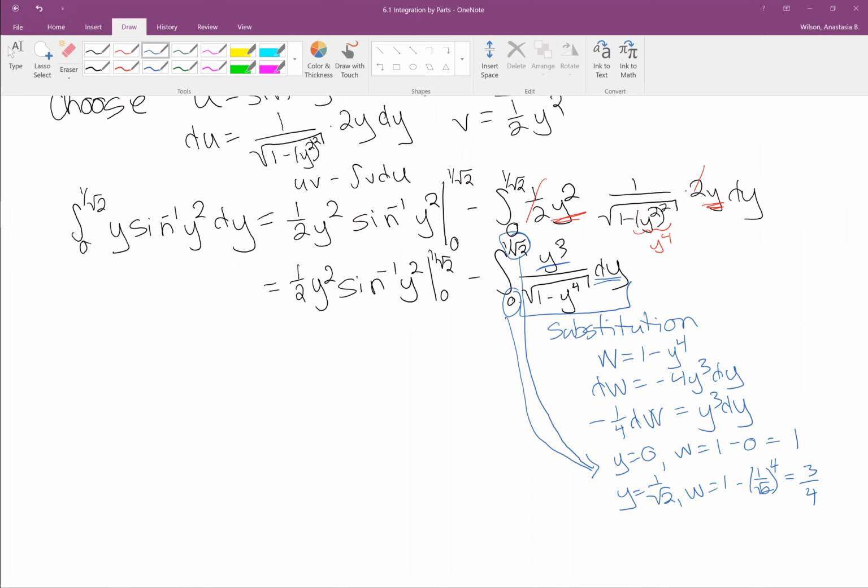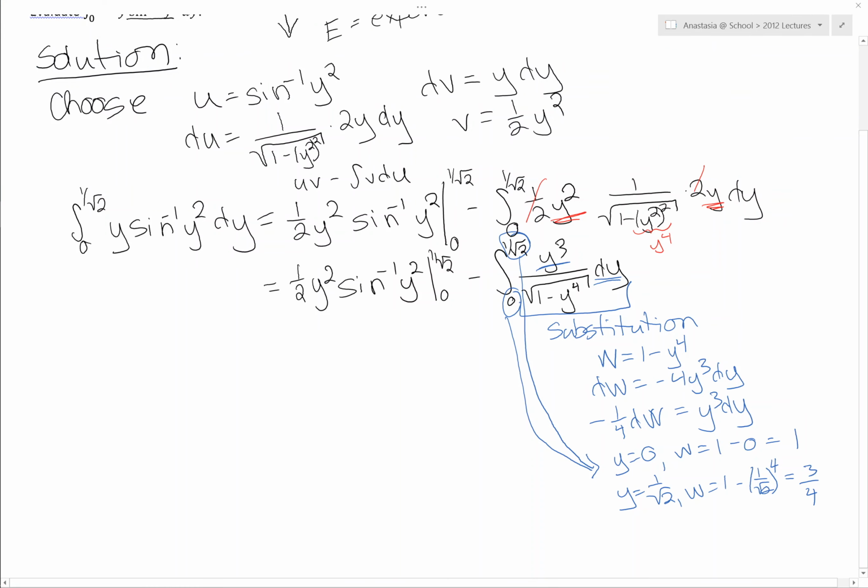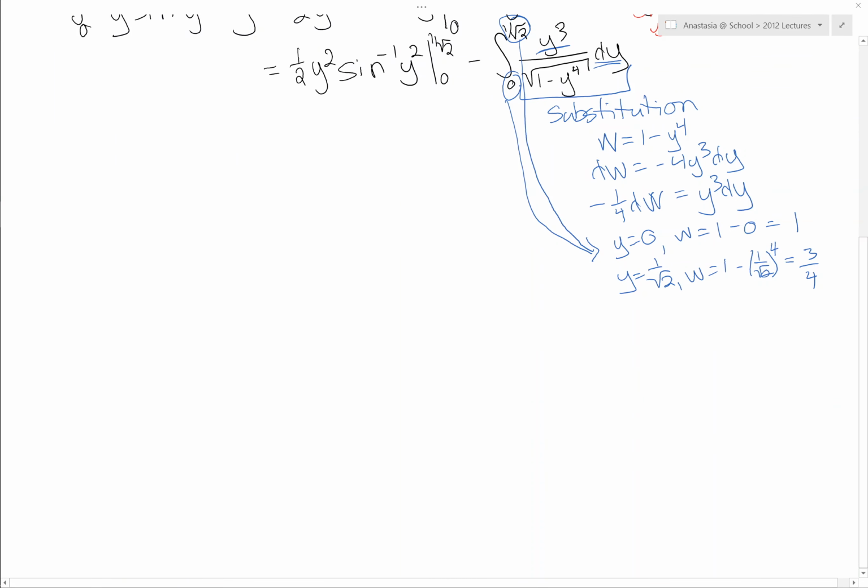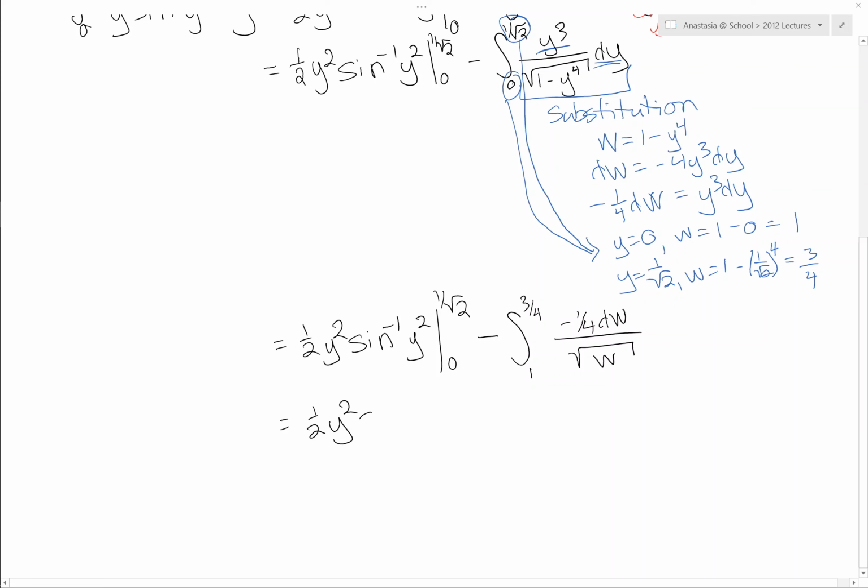Okay, now returning to the integration, we are going to have this is equal to 1/2 y squared arcsine of y squared to be evaluated at 0 and 1 over root 2. Then we'll have minus, our new bounds of integration are 1 and 3/4. We're going to have a negative 1/4 dw over the square root of w. Rewriting our first term.